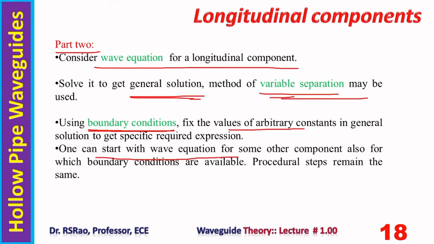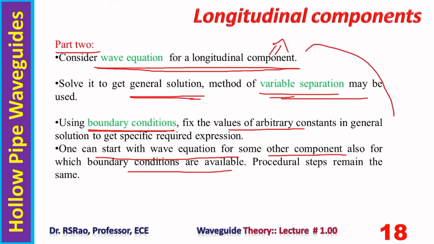One can start with the wave equation for any other component also for which boundary conditions are available. Actually we started this slide with the statement, wave equation for a longitudinal component. Let us say this longitudinal component doesn't have any boundary conditions. Then you can have the general solution, but what we want is the particular solution. To reach the particular solution, we need to have boundary conditions. Let us suppose boundary conditions are not available for the component which we are considering. Then you get brakes applied at this point.